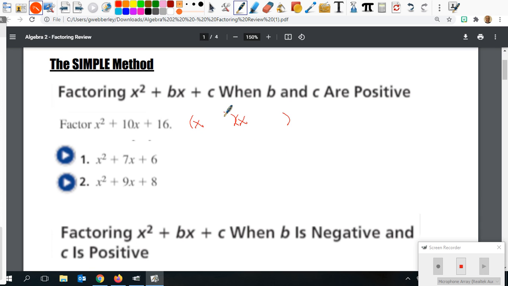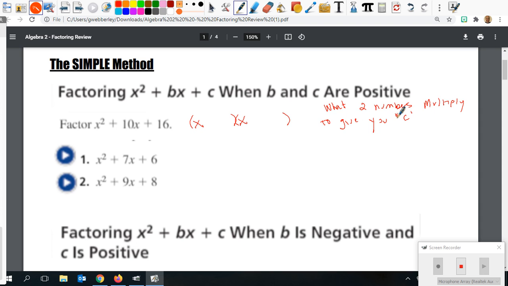The next part here, we need to get these two numbers that are going to be behind here, which are like the p and q numbers from intercept form. To find that, we need to ask ourselves a question. Let's write the question down over here on the side. The question is going to say, what two numbers multiply to give you C, the C number. In this case, it's going to be the 16.